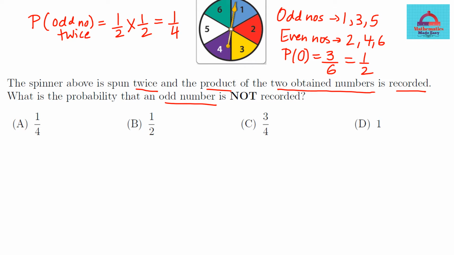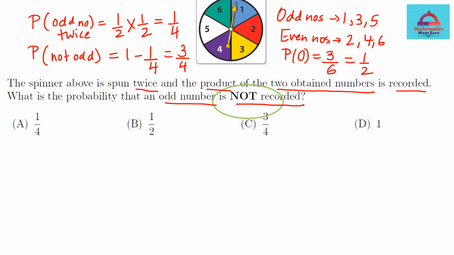So we need not odd. That means the odd should not come. So probability of not odd. So this is complement. So 1 minus probability of getting odd. So 1 minus 1 by 4. So we have applied the concept of complement. So the answer is 3 by 4.